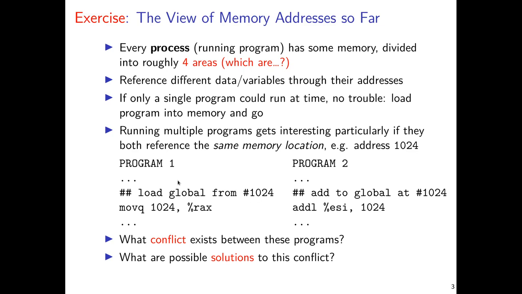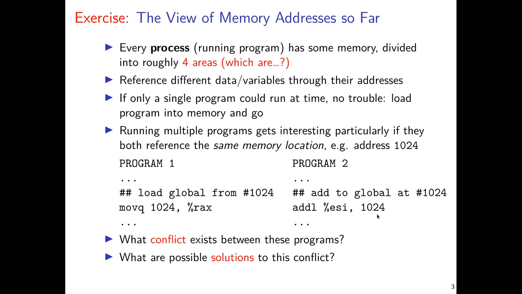In program 1 you see an assembly instruction that moves from global memory at address 1024 into register RAX. You'll have to remember that in the Intel x86 nomenclature for assembly, this 1024 here is a raw memory address, not a constant. So this is go fetch whatever is at memory address 1024 and move it into register RAX. At nearly the same time, you have this program 2 that is also making use of memory address 1024. It is adding the contents of ESI into whatever is contained in memory address 1024.